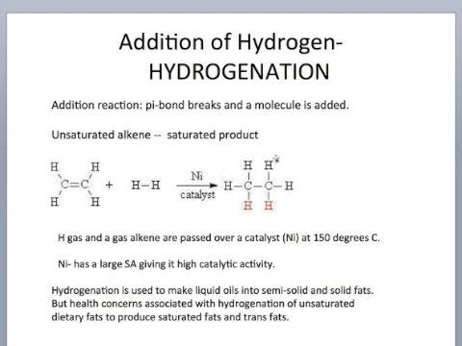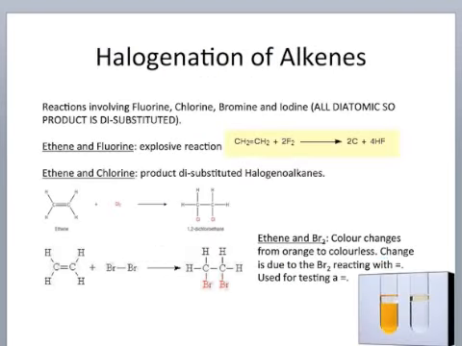And the main use of this hydrogenation process is to make liquid oils into semi-solid or solid fats, so to go from liquid to solid fats. But just be aware of the health concerns that are associated with the hydrogenation of unsaturated dietary fats to produce saturated fats and trans fats. So that's hydrogenation. Let's now look at halogenation of alkenes.